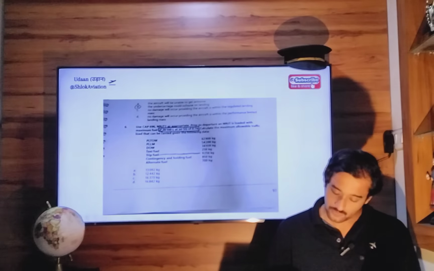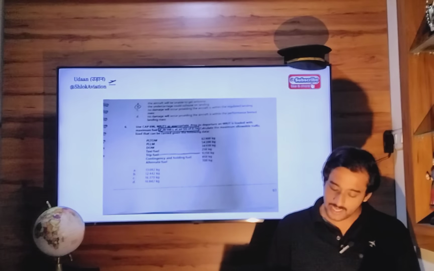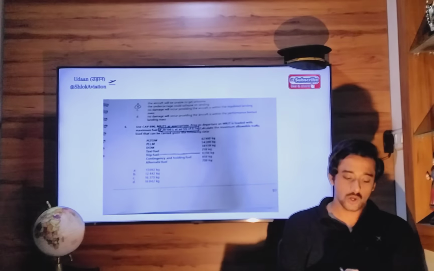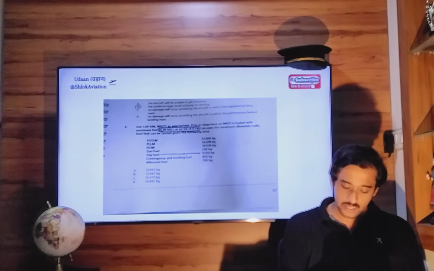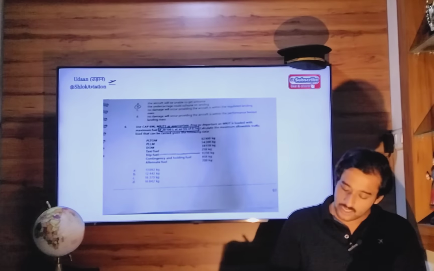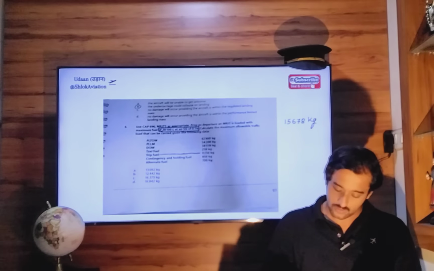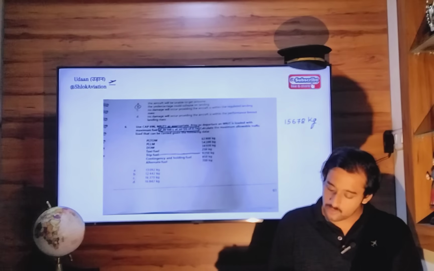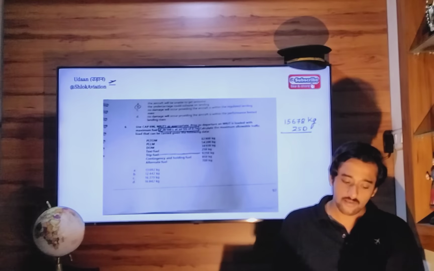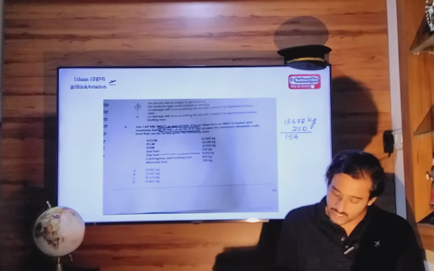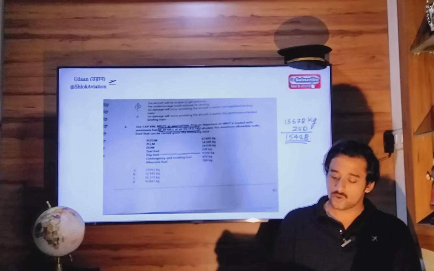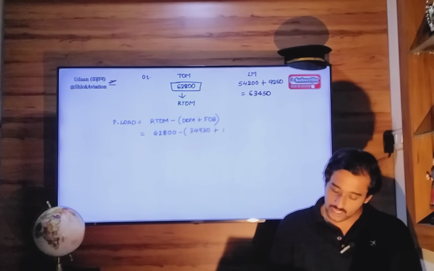Now first thing, 20,100 liters into specific gravity of 0.78. 20,100 into 0.78 is 15,678 kg. Okay, minus taxi fuel, minus 250, gives a value of 15,428. So fuel on board is 15,428.